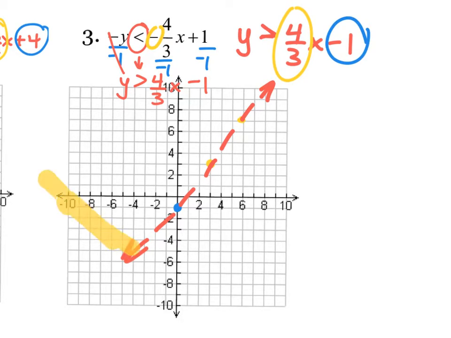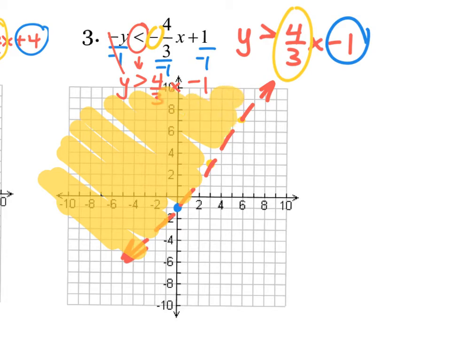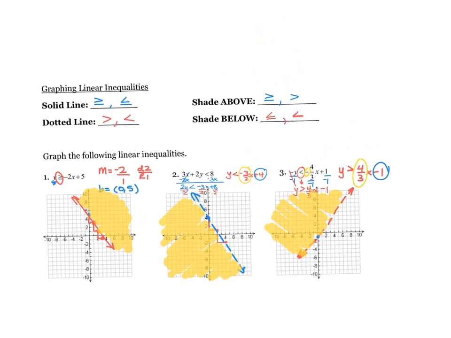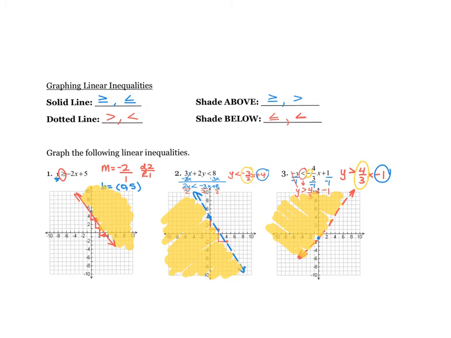Okay, dashed line, greater than. Here we go. There's the shading. All right. That is an Algebra 1 skill that I'm hoping you all remember pretty well. Now we're going to get into Algebra 2 stuff, which is graphing linear inequality systems, which means there's more than one equation. Things are about to get crazy. Let's go.